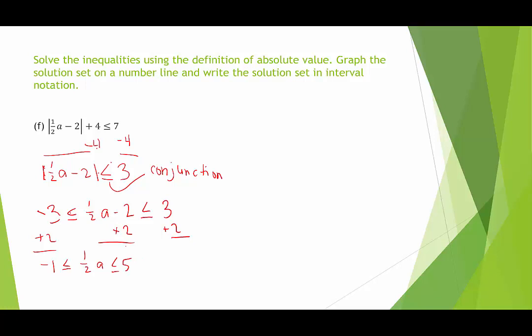Now to get a by itself, because it's being multiplied, you might say, well, we need to divide everything by 1/2. And well, technically that's true. Yes, we do. Maybe a simpler option would be to say, okay, if a variable is being multiplied by a fraction, we can multiply by its reciprocal, and that will cancel out that fraction where we need it to cancel. So the reciprocal of 1/2 is 2. So we're going to multiply the middle by 2, the left by 2, and the right by 2. That's going to give us -2 is less than or equal to a is less than or equal to 10. Now we have the compound inequality set up.